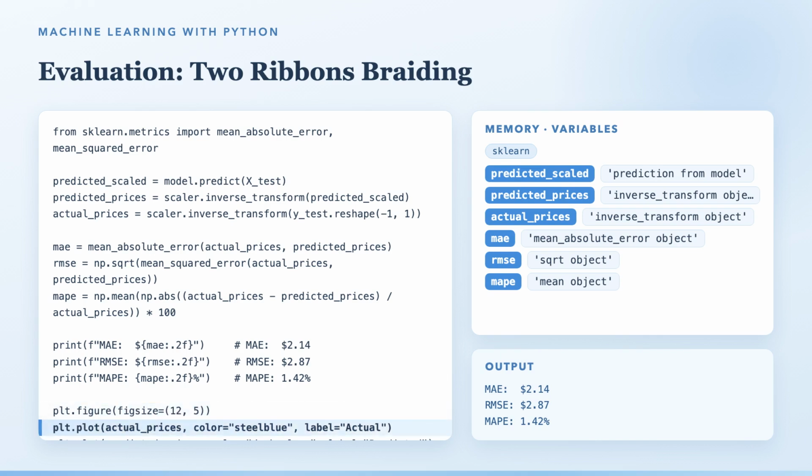Now the 3 measurements. The mean absolute error of actual versus predicted, $2.14. RMSE, the square root of the mean squared error, $2.87. And the average absolute difference divided by the actual price, times 100, 1.42%. Finally, Matplotlib plots both lines, actual in steel blue, predicted in dark salmon, so we can watch the 2 ribbons braid.